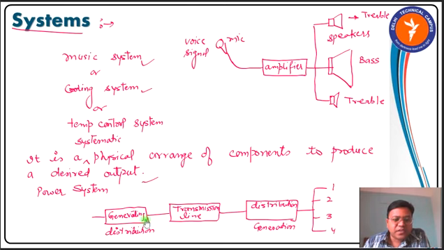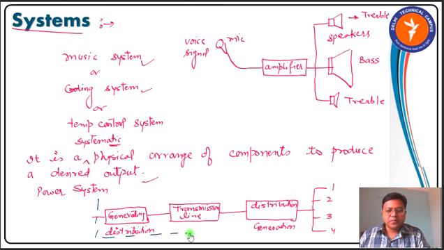at the first step we have the generating station, followed by the transmission lines, and following that the distribution system. So the arrangement should be systematic. That is why I emphasize that it should be a systematic physical arrangement of components to produce the desired output. So this arrangement is basically a system. This whole is basically a system.